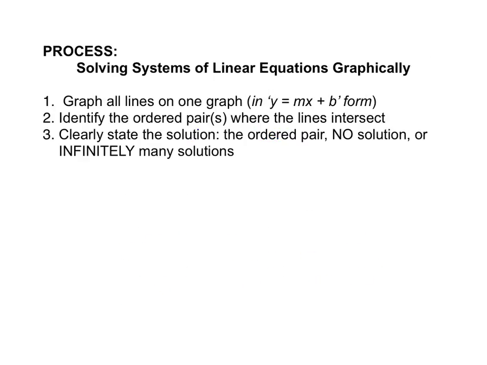Please take a minute to record this process. I narrowed it down to a 3-step process on solving linear equations graphically. Step number 1 is to graph all the lines in one graph, making sure you're already in y = mx + b form. Step 2 would be, once you have the graph, you're going to identify the ordered pair where the lines intersect, if they do intersect at one point. If they don't intersect, then you're going to respond with no solution. And if they overlap each other, then your answer is going to be infinitely many solutions.